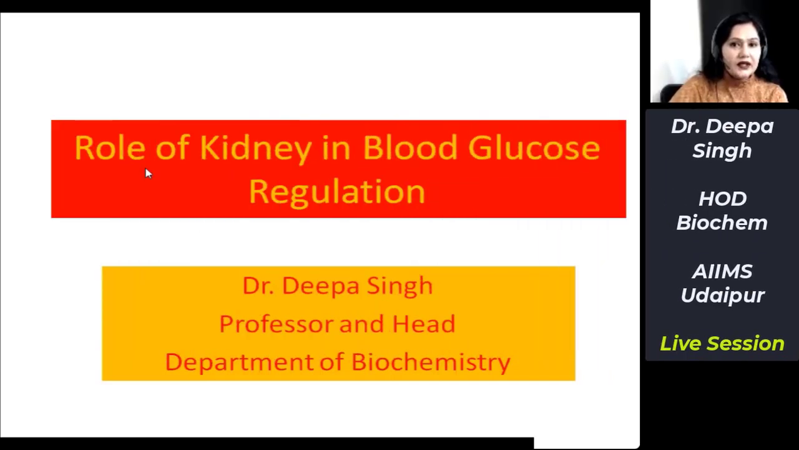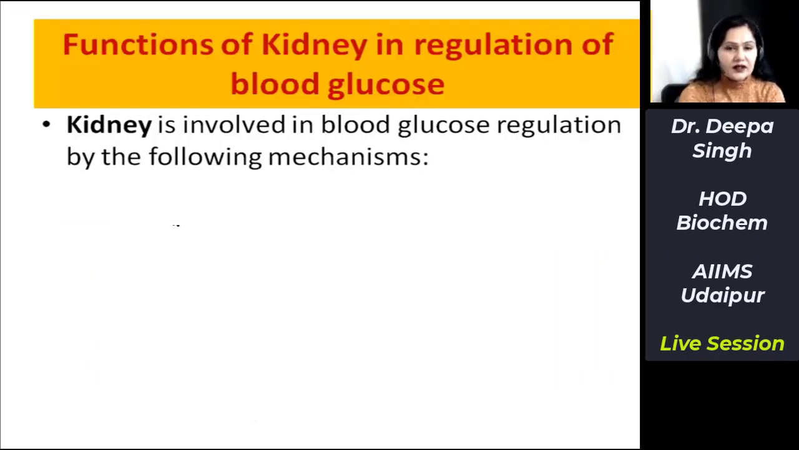Role of kidney in blood glucose regulation. How kidney functions in regulating blood glucose level. Kidney is involved in three mechanisms. Three mechanisms take place in kidney to regulate the blood glucose concentration.